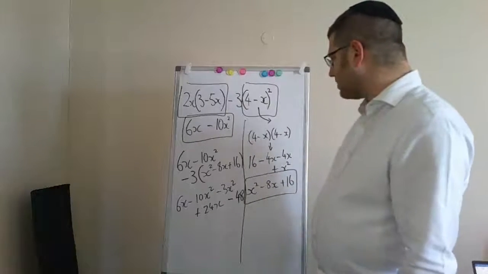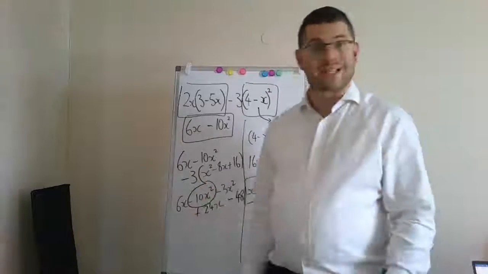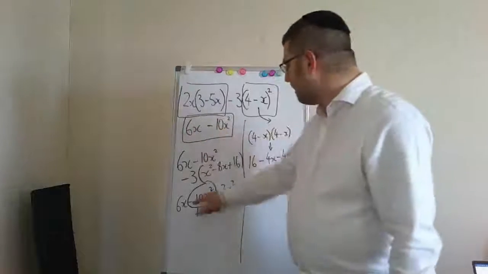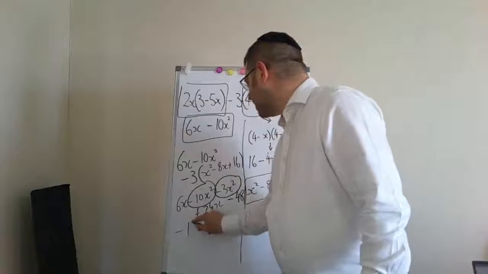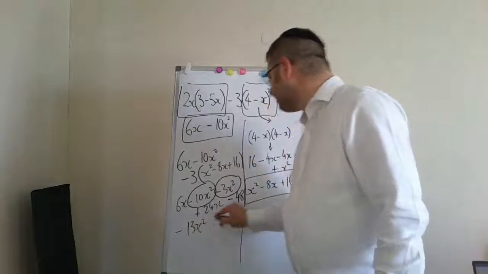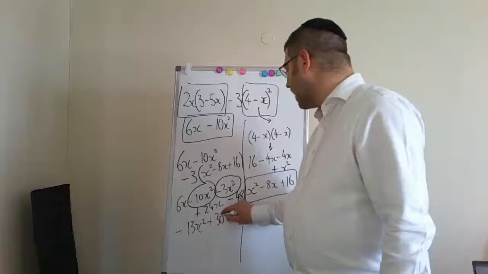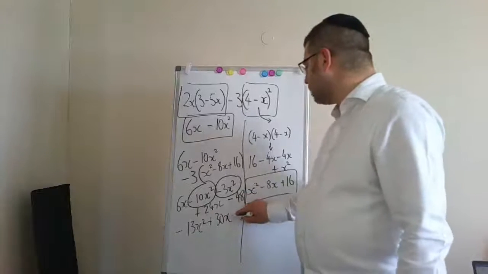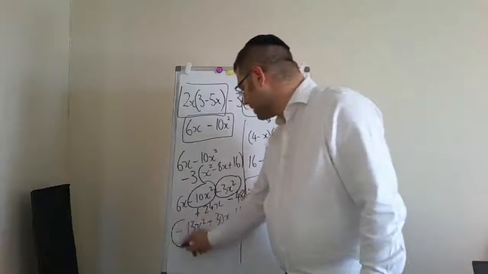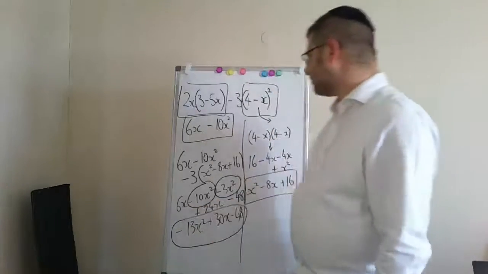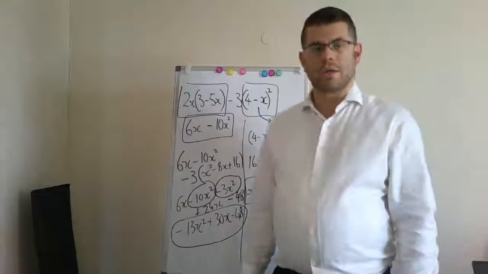Now, do we have like terms? Yep. Minus 10x squared. Again, watch out, there's a minus there. That's not 10x squared. You've got to look at the term in front. Minus 10x squared minus 3x squared is minus 13x squared. Plus 24x plus 6x is plus 30x. Minus 48 has no other terms with it, which means that that's the answer. Minus 13x squared plus 30x minus 48.